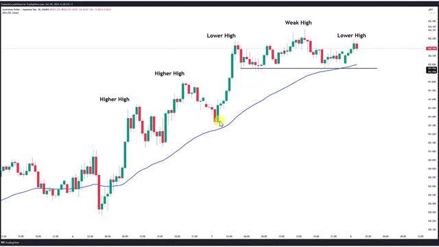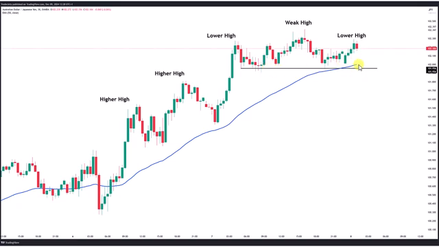What you can also do is add a moving average. This is a 50 period EMA. So an exponential moving average, it's great for trend trading. And you can see that the market is still trading above it. So now we have two areas of confluence that we can use for our trading. We have the low support area here, connecting the two lows, and we have the moving average.